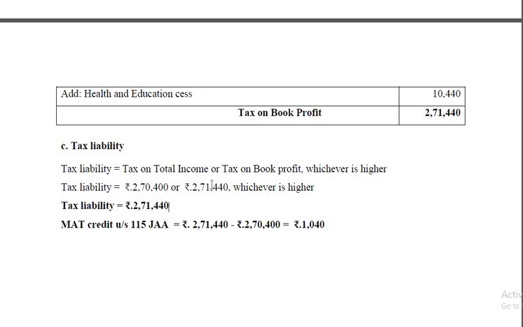And MAT credit: 2,71,440 tax on book profit, it is also called MAT, minus tax on total income, that is 2,70,400. The difference is 1,040. This is the MAT credit under section 115JAA. This is available for set off when the tax on total income is more than tax on book profit. In other words, where MAT is not applicable.